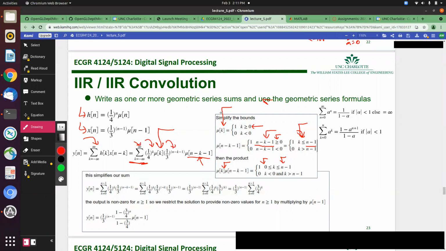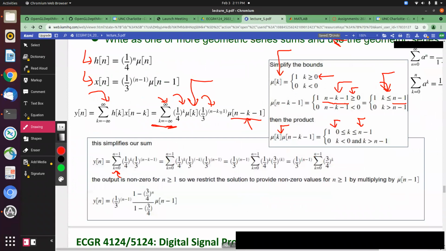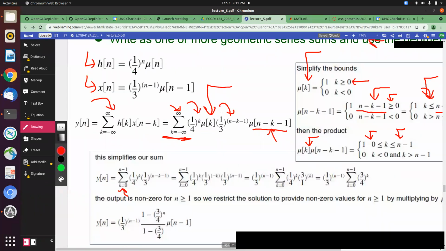So the product u[k] times u[n minus k minus 1] will only be 1 when k is greater than or equal to 0 and, like think of it as a logical and, they both have to be 1, right? And less than or equal to n minus 1. Because of those limits on the values put out from this product of step functions, we can write down our summation differently. We write it with k starting at 0 and going to n minus 1, and this simplifies our sum.